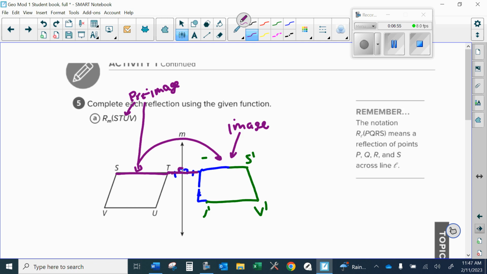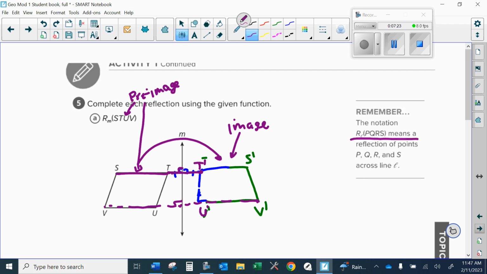Whatever that distance is, I go the exact same distance over there. So that'd be T prime. I measure from S, perpendicular, same distance, went out, S prime. V, went out, measure that distance, 90 degrees to it, go out the exact same right over here, V prime. And then same with U to U prime. That'd be U prime right there. Okay. And there is your image, creating the image there.